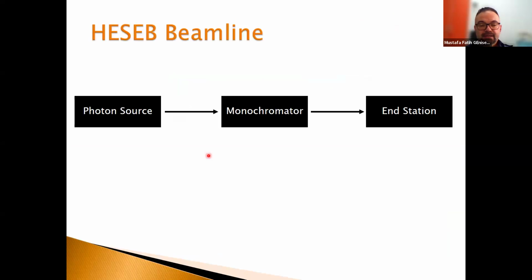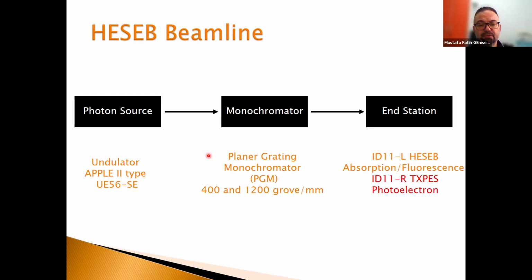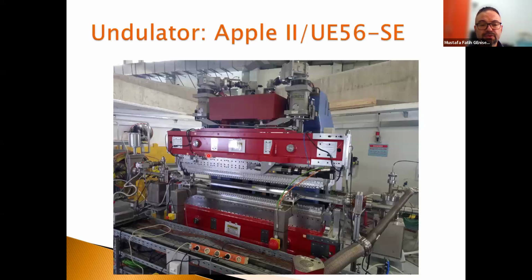Okay. From now on, we talk about what soft X-ray is, what is happening, what soft X-ray absorption spectroscopy is. And let's go to our instrumentation. I will just give brief information about the HESEB beamline. As I mentioned before, we have a photon source, monochromators and an end station. So what's our photon source? The photon source is an undulator. It's an Apple II type undulator.